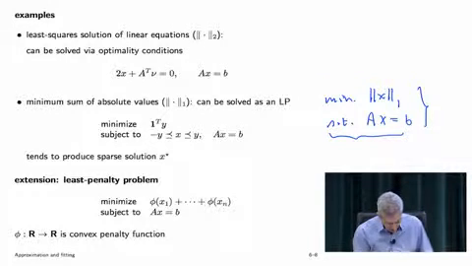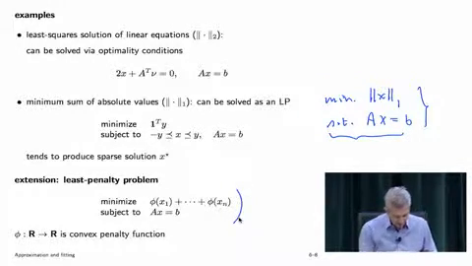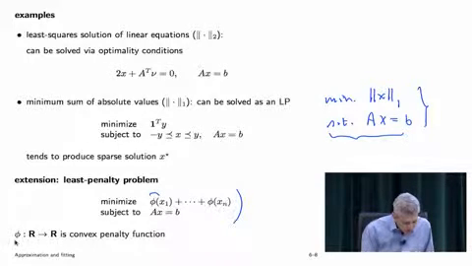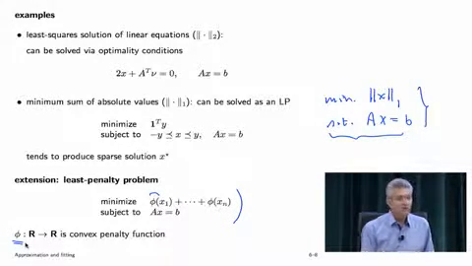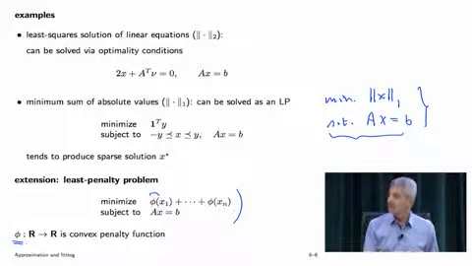Okay, so I've already been talking about this, but the least penalty problem says that you choose a penalty function phi here, and then you minimize the sum of the penalties subject to Ax equals b, and then you would choose phi to shape, to get an x that you like, right?